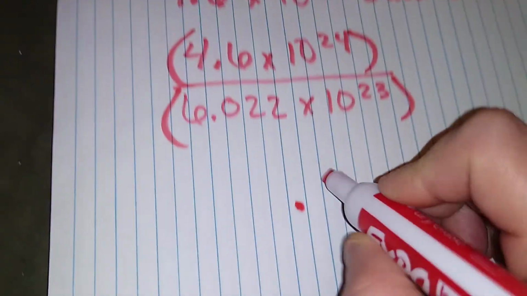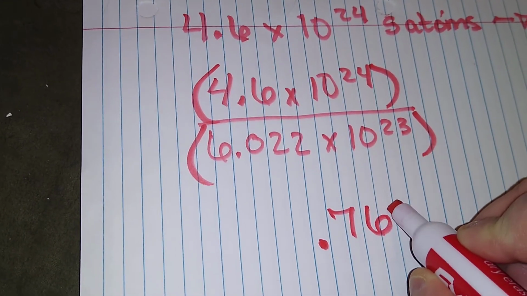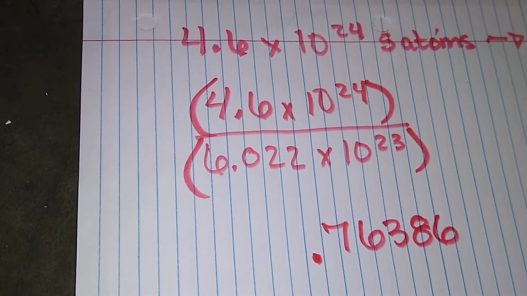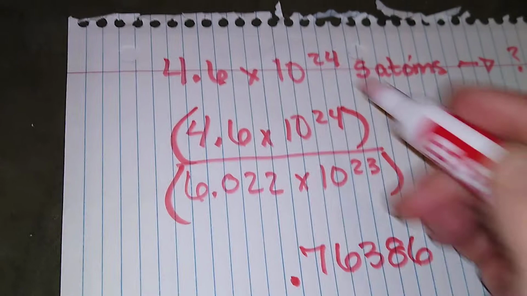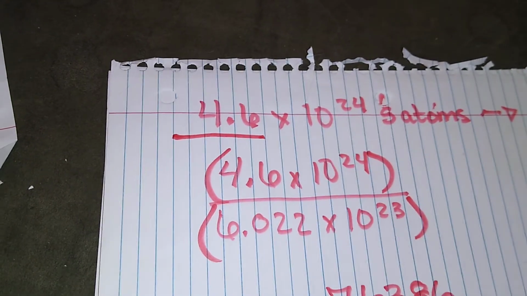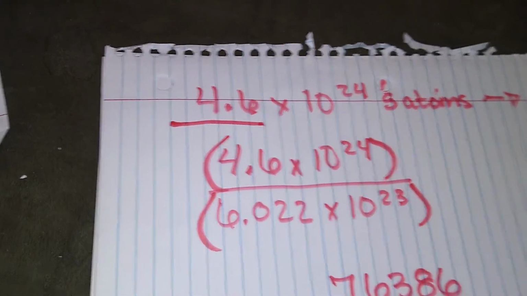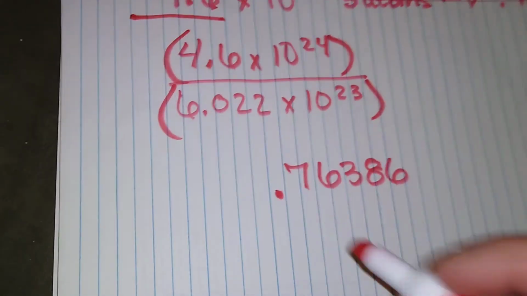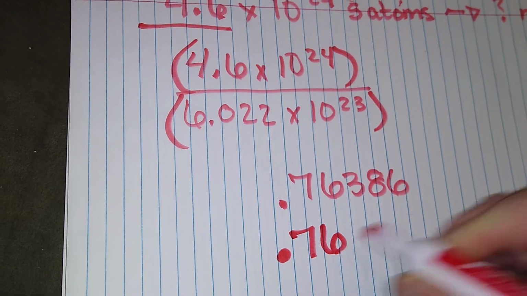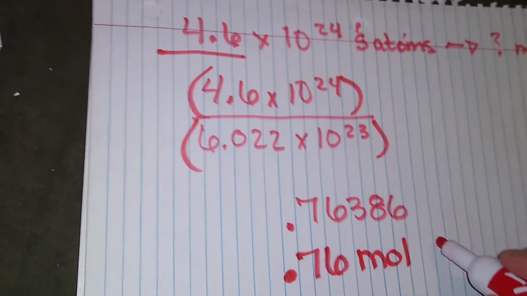It's a really long number, but I'm just going to put down the first few digits that I see. Now, how many sig figs did I start out with? 2, because remember, the only ones that count when you're dealing with scientific notation are the 2 in front of the times. So we are going to round it to 2 sig figs, which is 7, 6. So I have 0.76 moles of sulfur atoms.